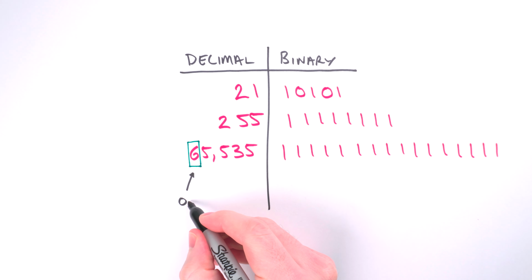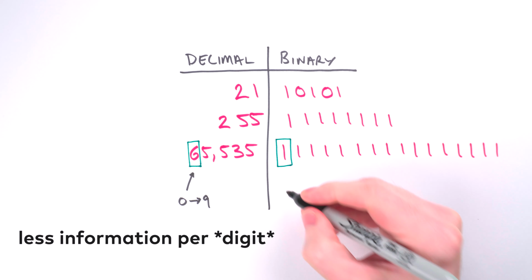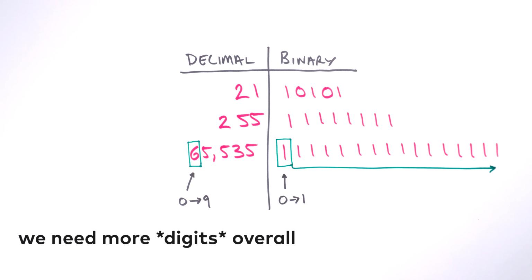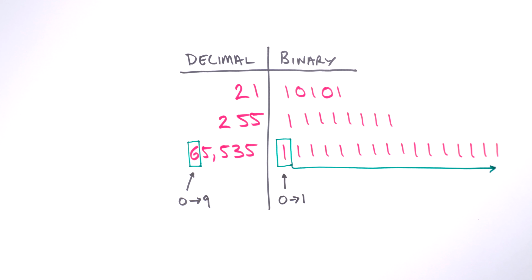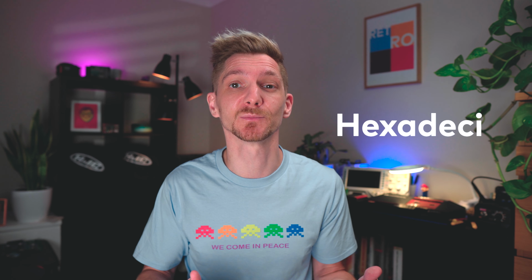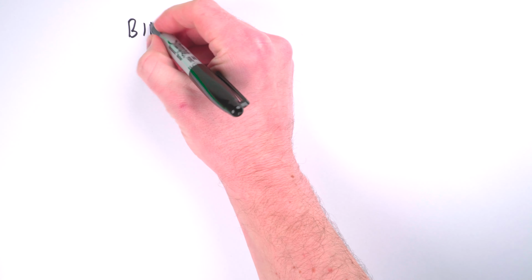The problem here is that having fewer symbols means that there's less information per symbol, and so we need more symbols overall to carry the same amount of information. If only there were a number system that computers could easily understand that wasn't so unwieldy for us humans. Well, there are some, and the most common one is called hexadecimal, or base 16. We arrive at base 16 by starting off with binary.